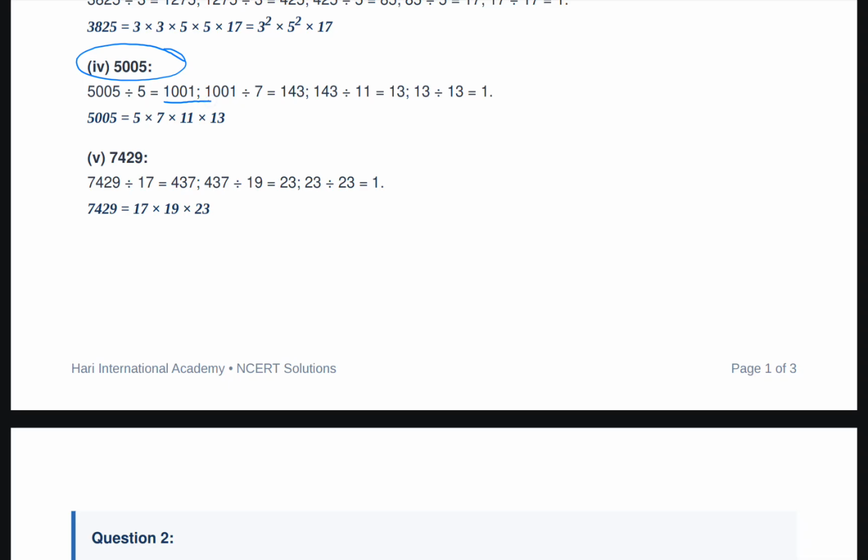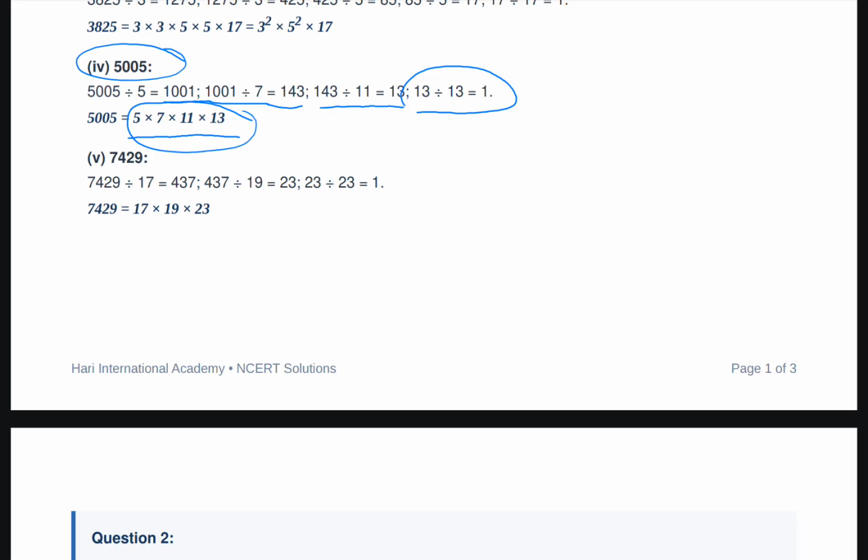Okay, and after that 1001 will be divisible by 7. By dividing 1001 by 7 you will get 143, and then 143 will be divisible by 11. Okay, so you will get here 13, and then in the last you will divide 13 by 13 and you will get 1. Okay, so here your prime factors will be 5 into 7 into 11 into 13. So it will be your answer.